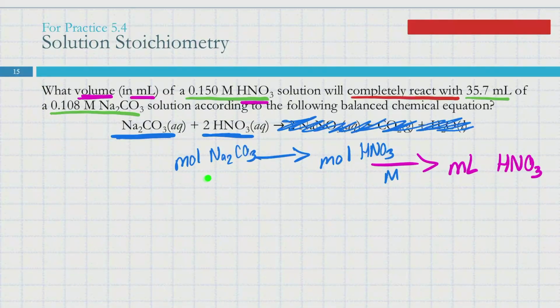Can we find the moles of Na2CO3? We better. We can find it with milliliters and molarity of Na2CO3. So milliliters or liters, depending on which one you want to start with. Na2CO3. So we're doing mils to moles to moles to mils.